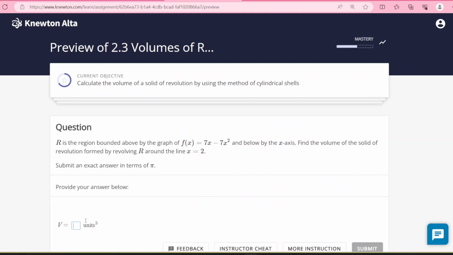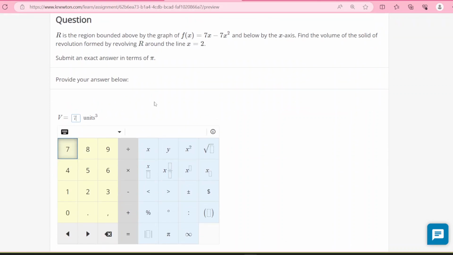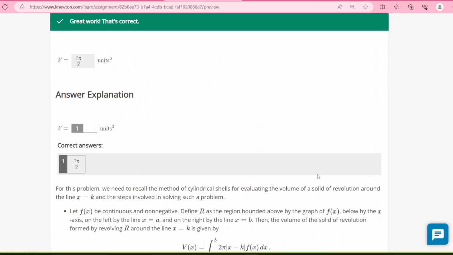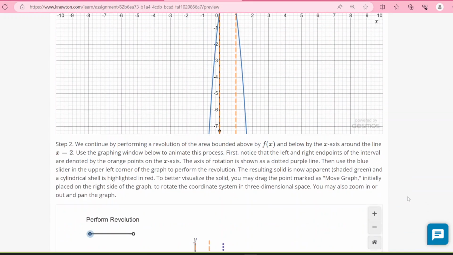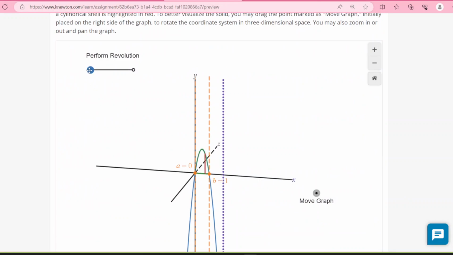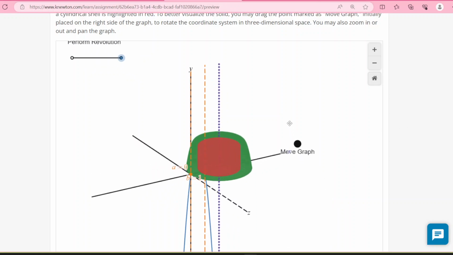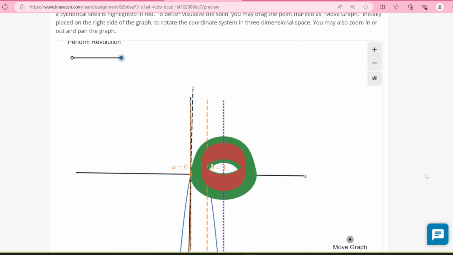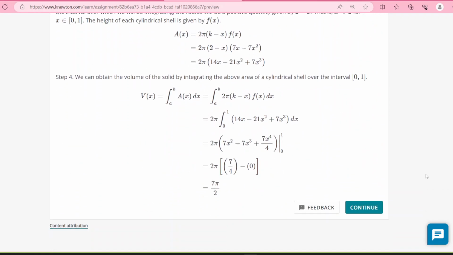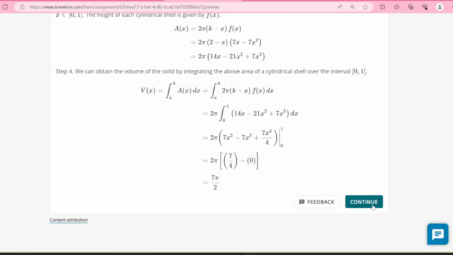So back in the homework, it's just 7 pi over 2 cubic units. Again, here's the region. We rotate that region around the line. That purple dotted line represents where x equals 2 is. And you see the Jello mold, or the cake with a hole in the middle, some sort of thing there with a hole in the middle that has a volume of 7 pi over 2 cubic units.